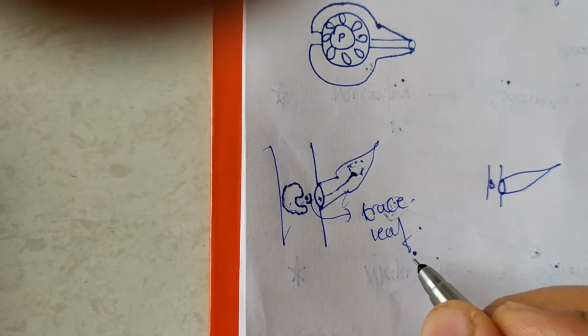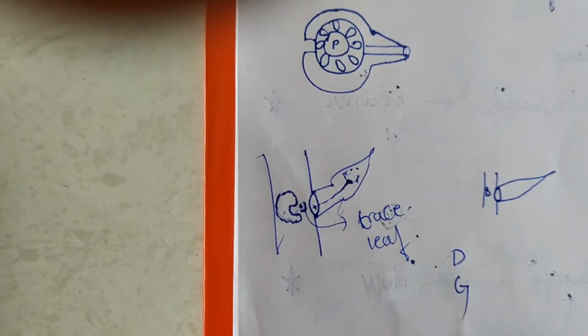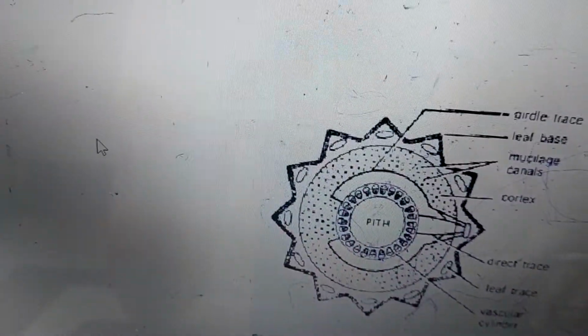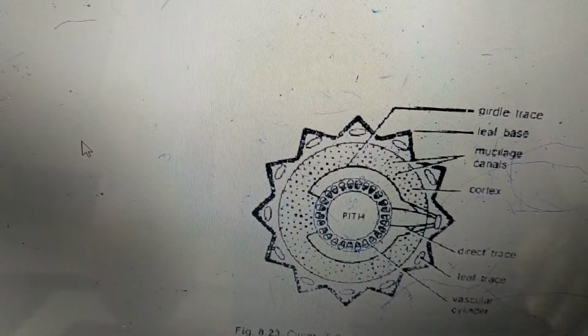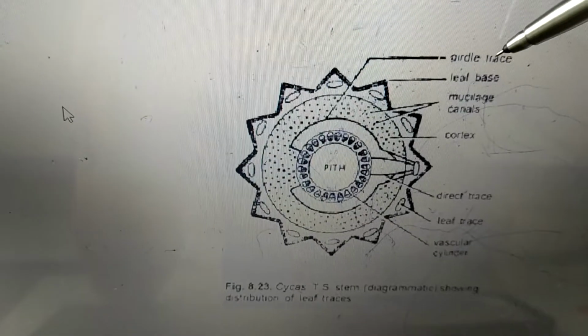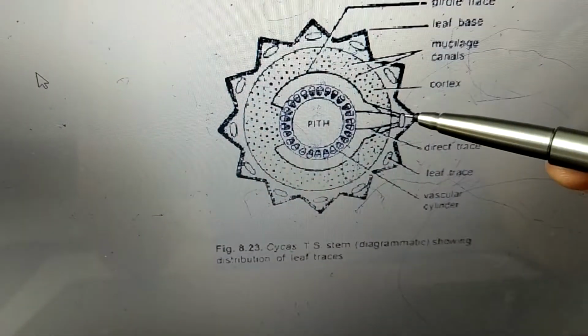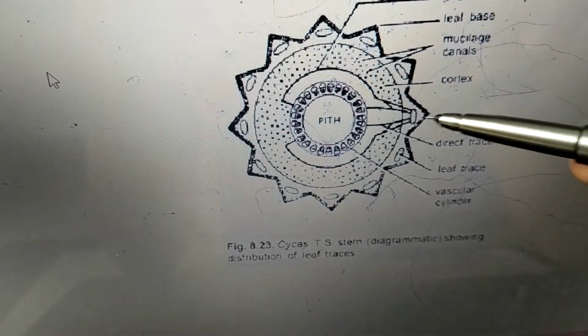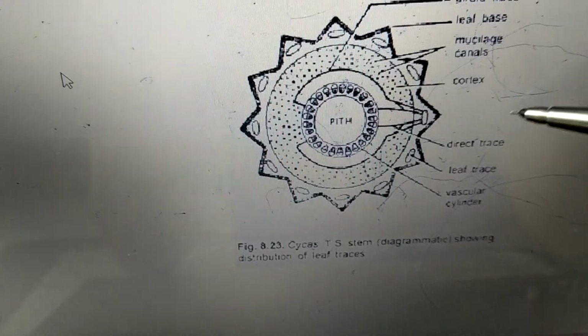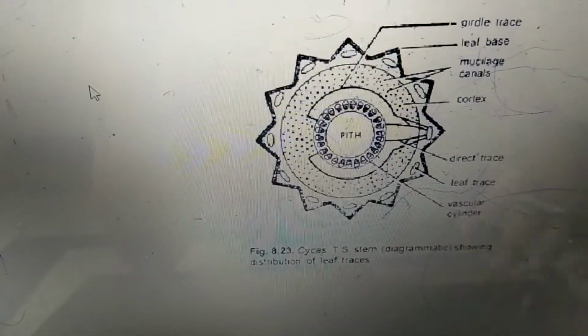Now there are two types of leaf traces. One is direct, and another one is girdle, in the case of Cycas. This is how the picture is. Here, this is a girdle trace and this is a direct trace. This is the leaf base. Both are entering the leaf base, and through it they are going to form the vascular cylinder part of the leaf.